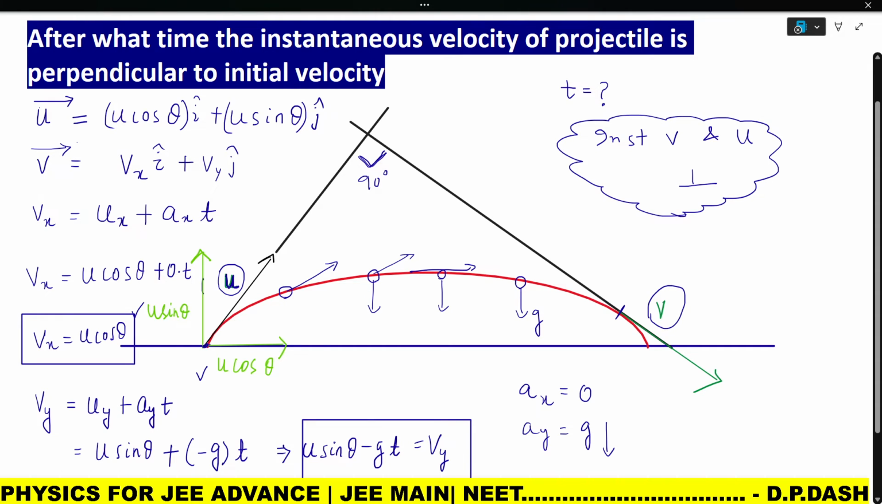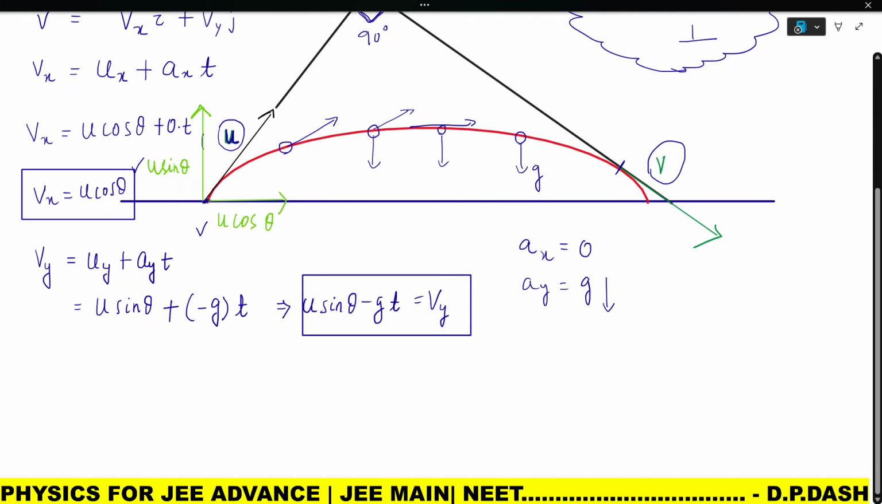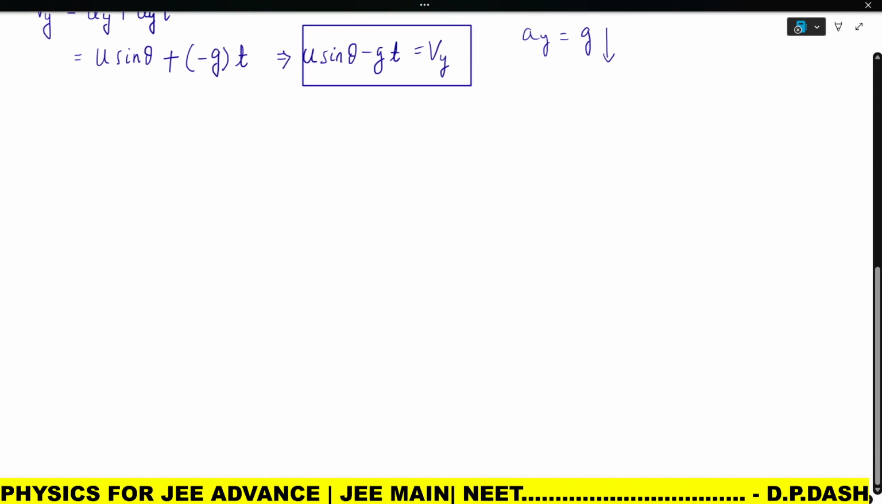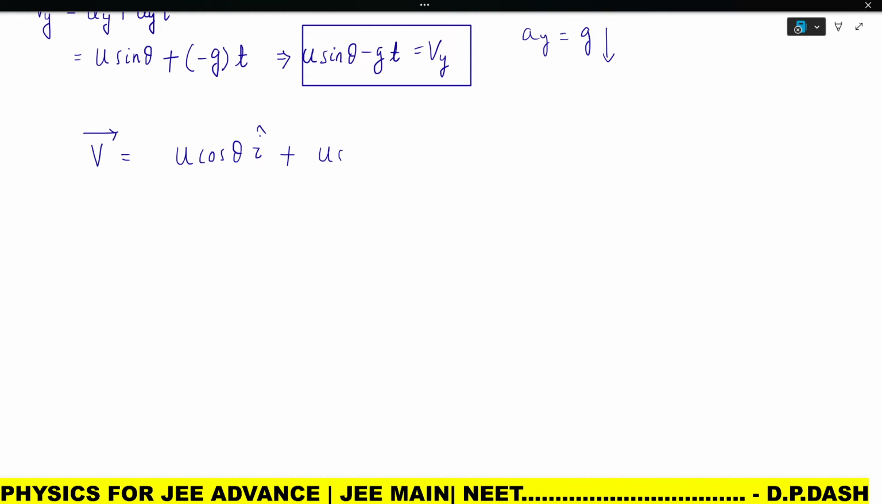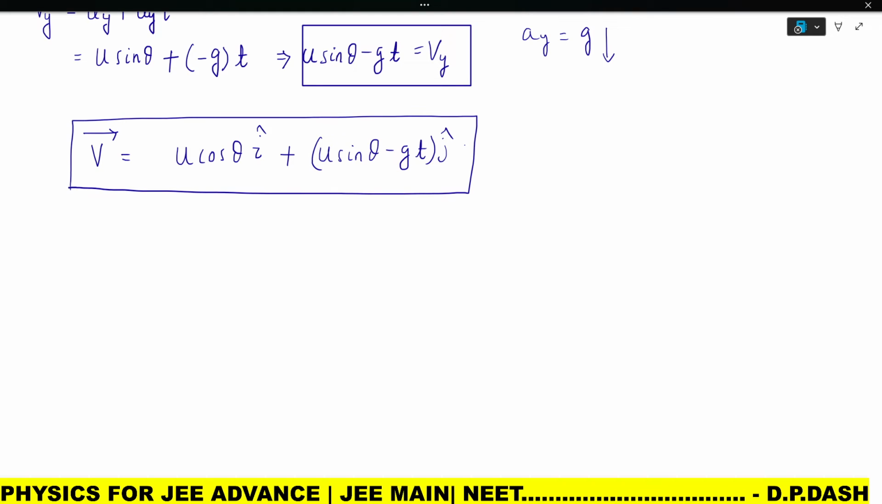Clear? Now if I write the instantaneous velocity taking the vx and vy components, I will get the final expression of instantaneous velocity as v equals u cos theta i cap, that is the vx, and vy we are getting u sin theta minus gt along j cap. So this is the instantaneous velocity.